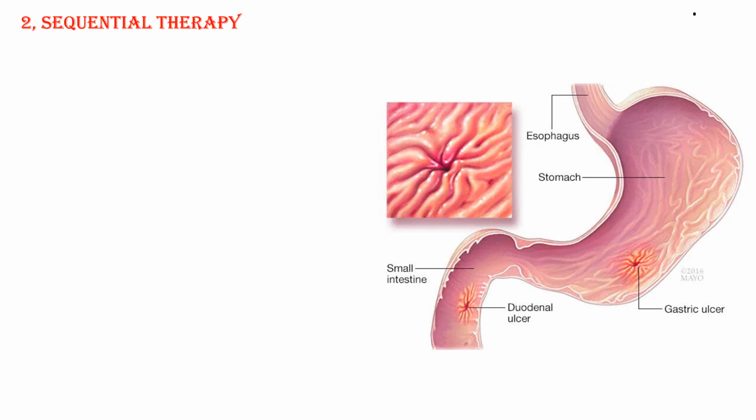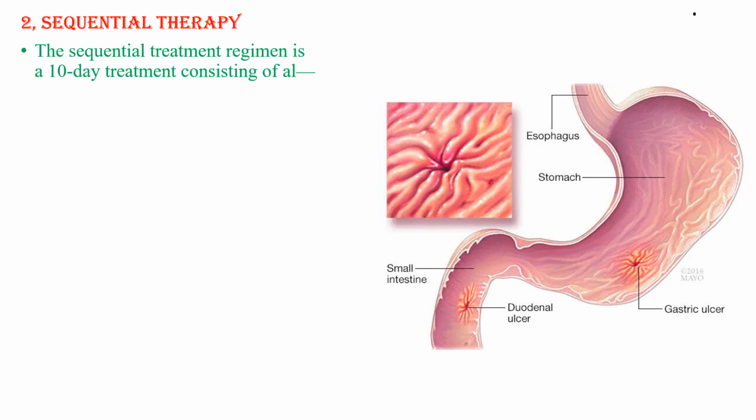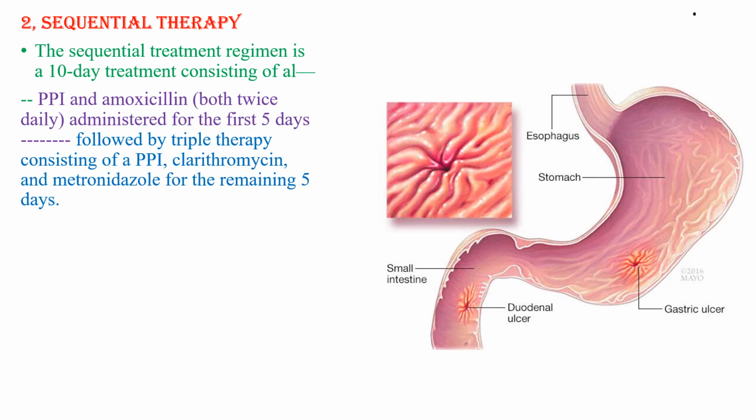The other way of eradicating H. pylori is sequential therapy. The sequential treatment regimen is a 10-day treatment consisting of a proton pump inhibitor and amoxicillin, both of them taken twice daily, administered for the first 5 days, followed by triple therapy consisting of a proton pump inhibitor, clarithromycin, and metronidazole for the remaining 5 days.